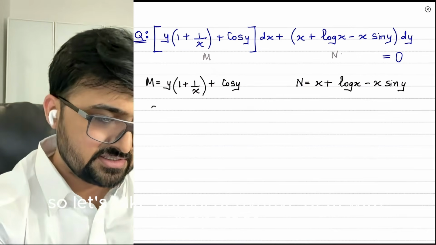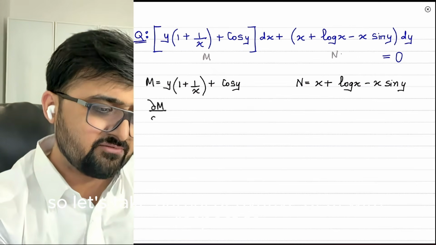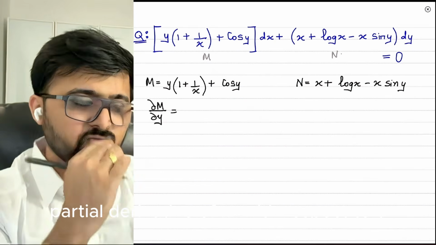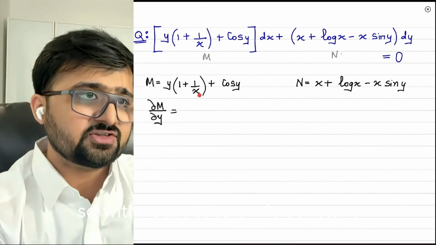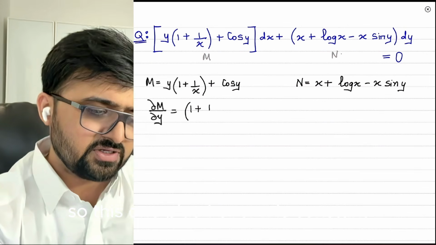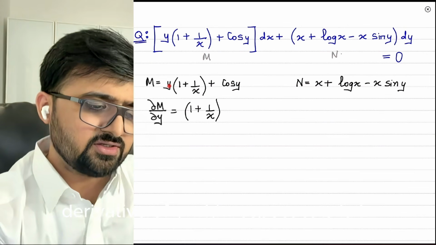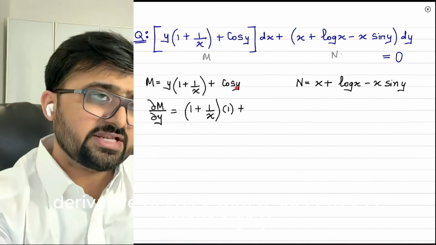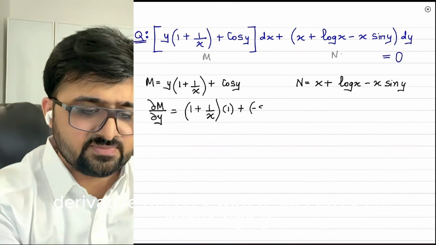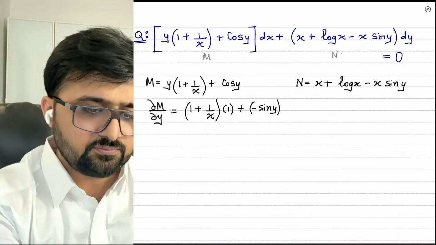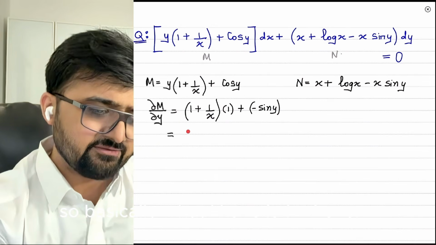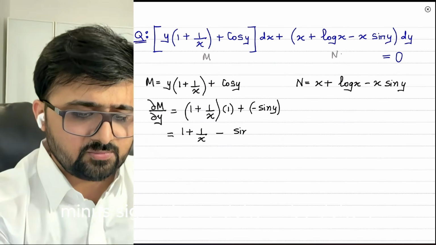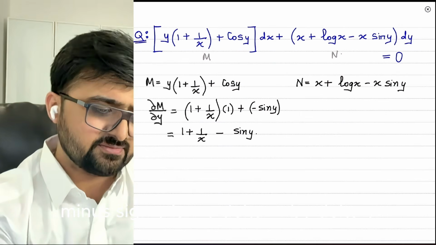So let's take the partial derivative of M with respect to y. With respect to y, x is constant, so this 1 plus 1 over x is constant. The derivative of y with respect to y is 1, plus the derivative of cos y with respect to y is minus sine y. So basically what I have is 1 plus 1 over x minus sine y as my delta M by delta y.